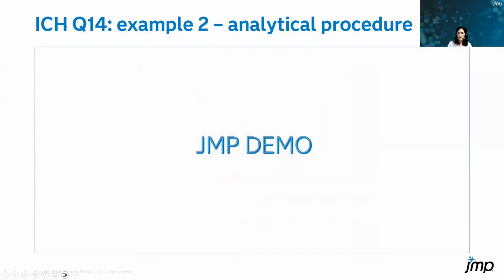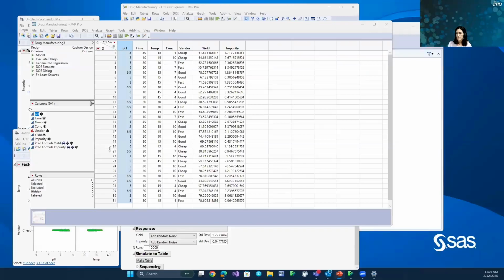So now that we have a prediction model, we're going to use the design space profiler to determine the optimal operating region, or the MODR, for this analytical procedure. So let's go to JMP once again. All right.